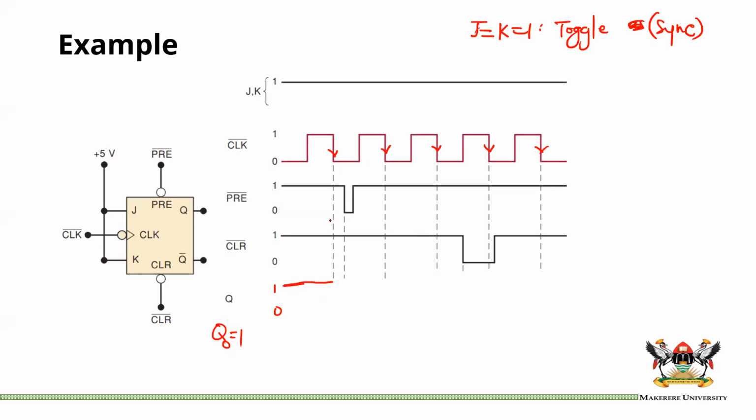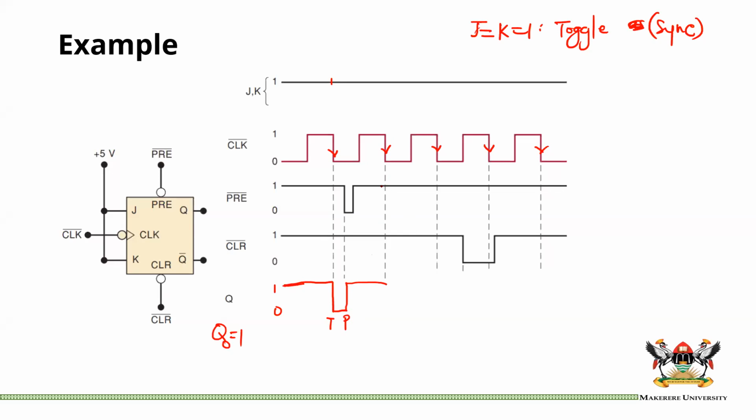Our NGT shows that we need to toggle because J is equal to K is 1. We toggle, but at that point, we meet a preset. The preset command is asynchronous and it overrides the current input. It actually overrides the clock. So the preset pushes us back to 1 because presetting means 1. We preset, I've put a P, and we remain preset until the next NGT.